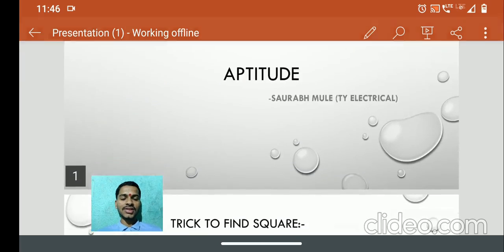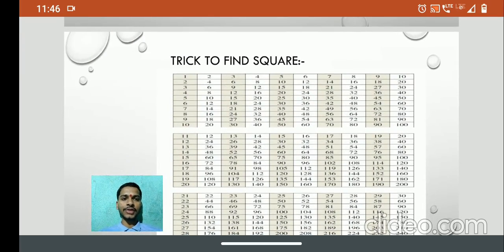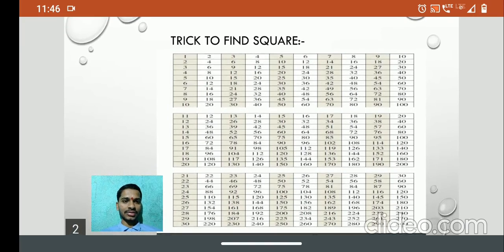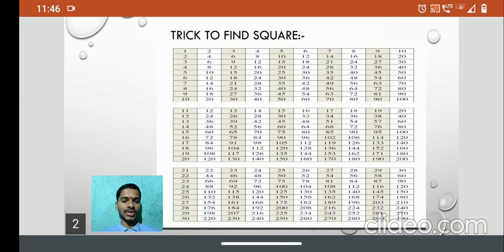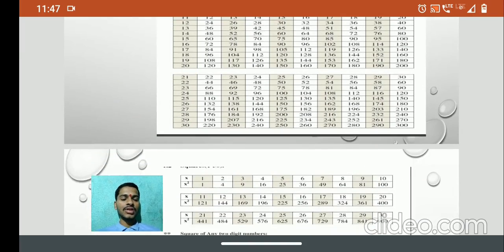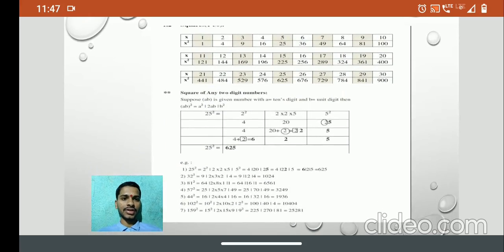So we will see the trick to find the squares. Every candidate or student must already know the squares up to 30 or 20. From that we can have a quick answer and a quick solution, where we will try to save our time. Now here is the trick. We'll try to find the answer quickly.